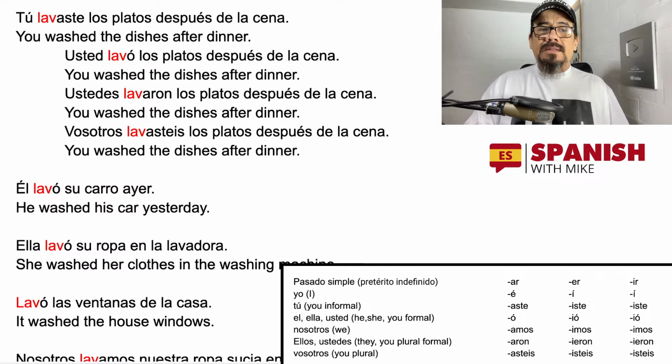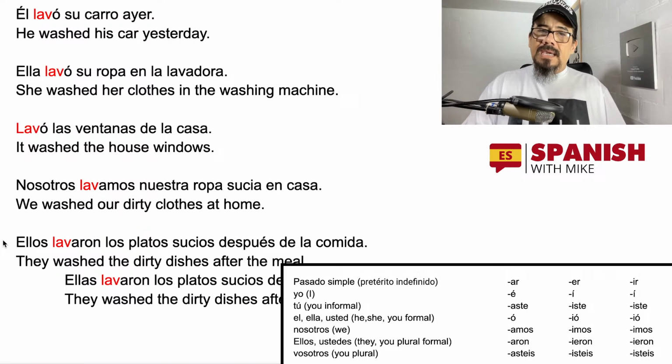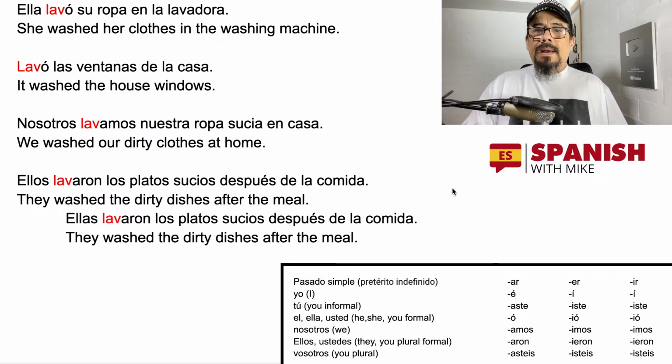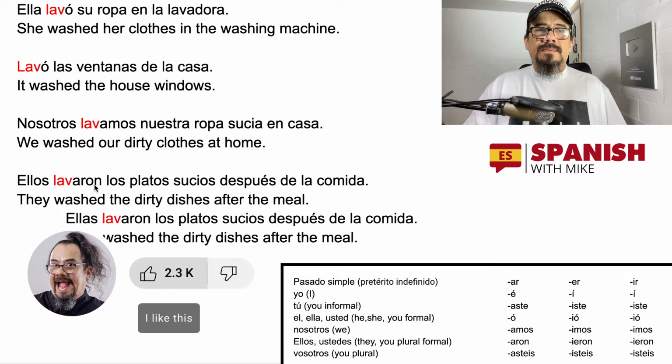Vosotros lavasteis los platos después de la cena. Plural in Spain. Él lavó su carro ayer. He washed his car yesterday. Ella lavó su ropa en la lavadora. She washed her clothes in the washing machine.